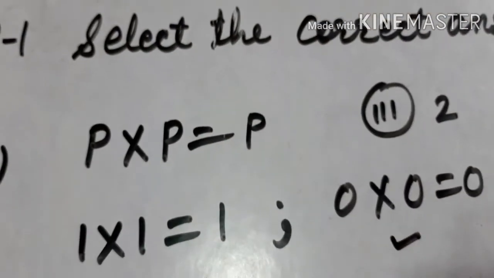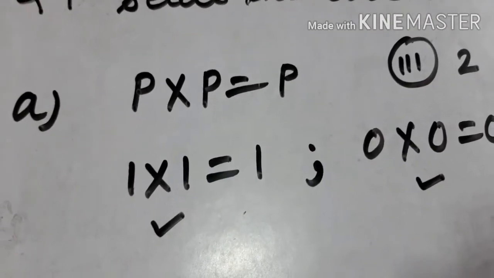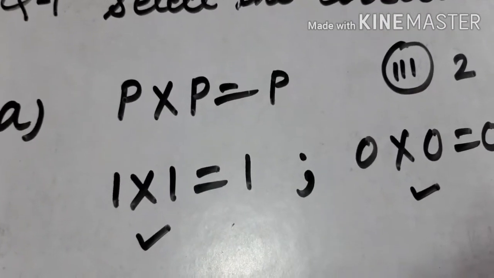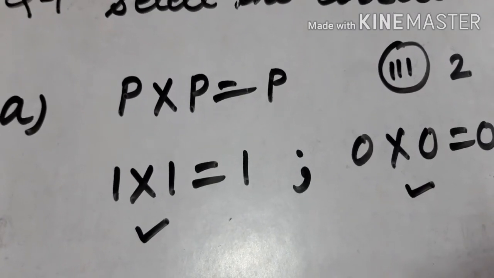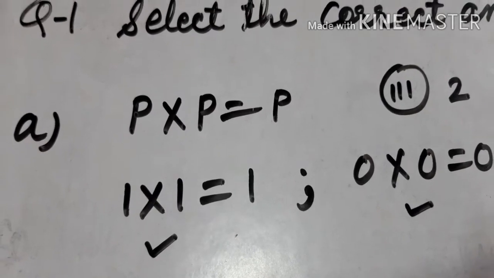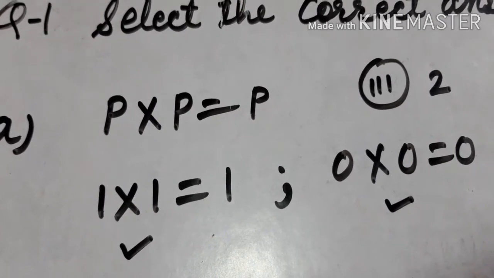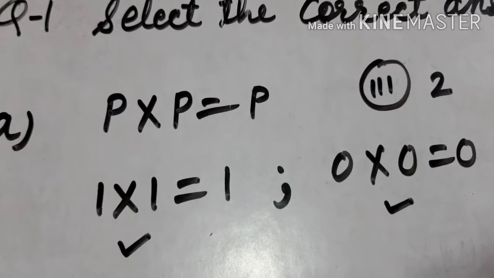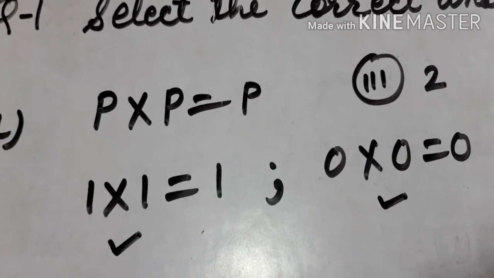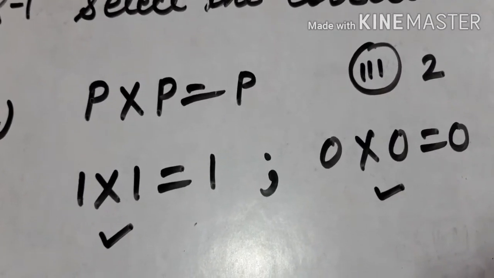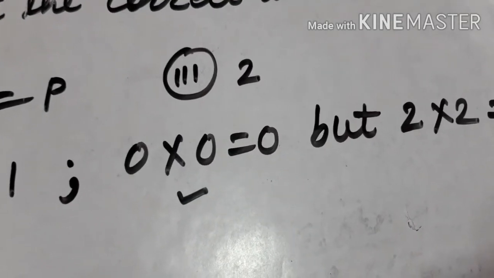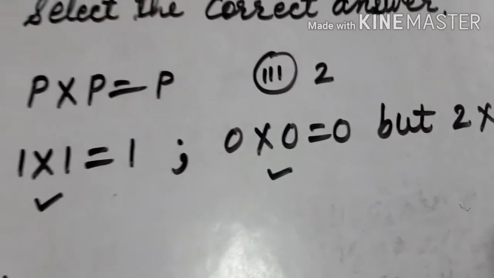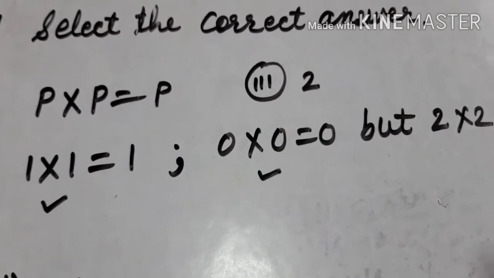So first we will see what it means. P into P, in place of P if I am putting 1, I will be getting 1 which satisfies P into P equals to P. It means whenever we are multiplying any two whole numbers, the answer should be the whole number only and the same number. Like 1, if I am multiplying with 1, the answer is again 1. Same with 0, if I do 0 into 0, I will get 0. So these two numbers only satisfy the condition.